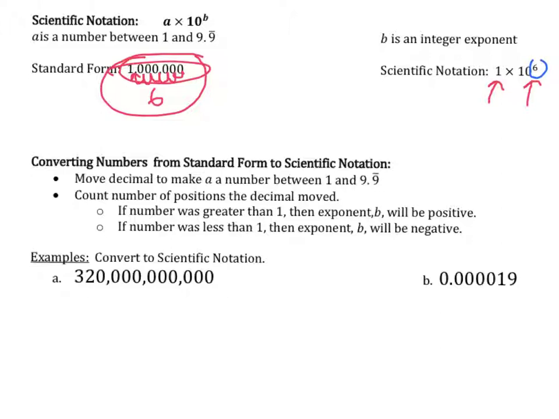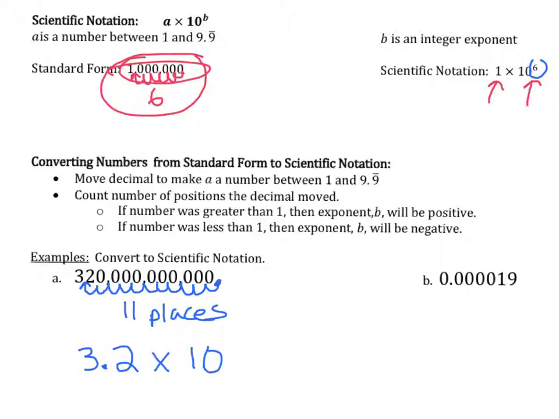All right. Let's look at these two examples here. I have 320 billion. Remember, your decimal is understood to be at the end if you don't see one there. And so what I'm going to do is count the number of decimal places I move here. I go 1, 2, 3, 4, 5, 6, 7, 8, 9, 10. I need to go 11 decimal places in order for me to get a number between 1 and 9 point something. So that's 11 places. And so when I do that, I get 3.2. I don't need to write all those zeros.